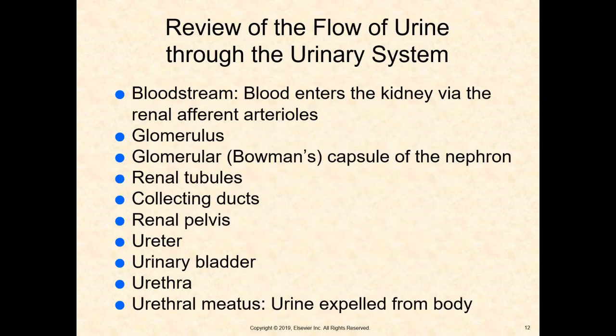So here's a little bit of a review of how this works. You have the bloodstream with the waste products. Blood enters the kidney via the afferent arterioles. It goes through the glomerulus into that Bowman's capsule. Remember, the glomerular filtrate is what makes it through. We have renal tubules that they travel through, the collecting ducts. We got the renal pelvis, the ureter, the urinary bladder. Remember, urethra Franklin, she's the one. And then urine is expelled from the urethral meatus. That is the order of things as they travel through.